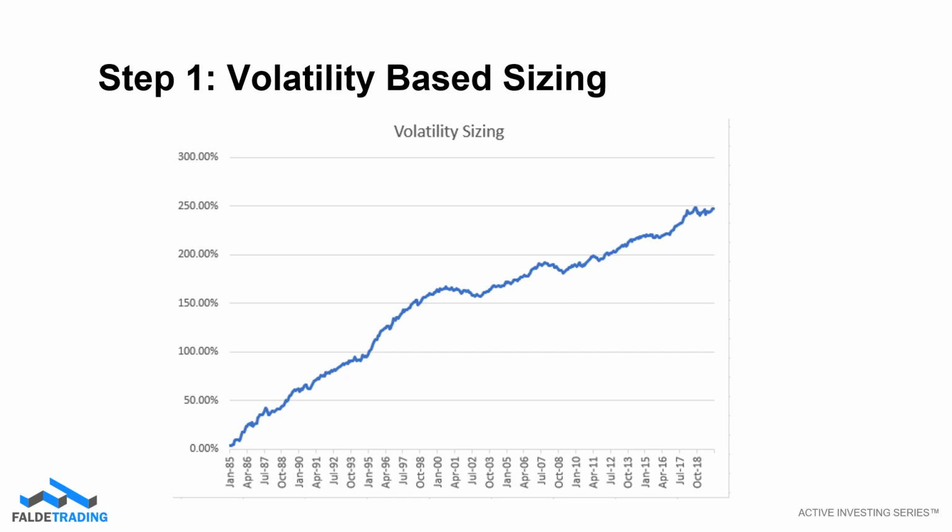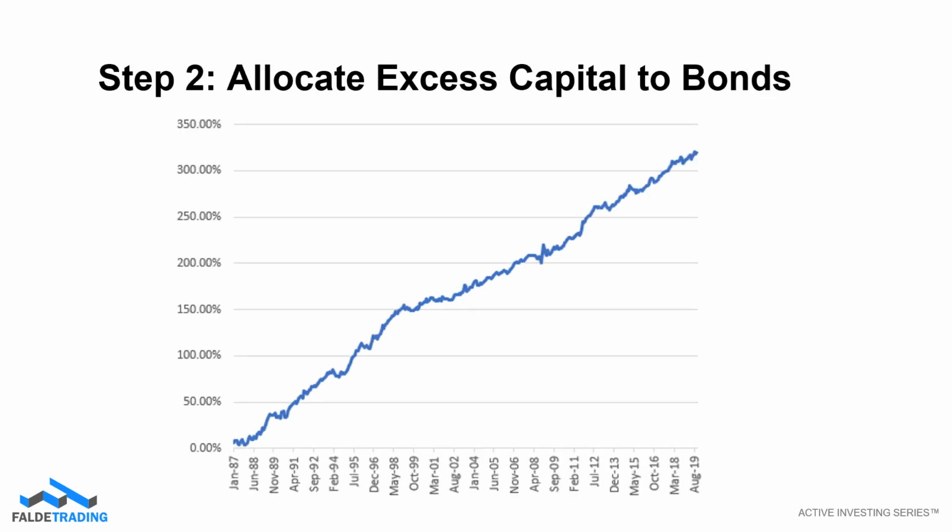Then we're going to take it to another step. We're going to go to step number 2. And step number 2 is, what do we do with the extra money? We have a smaller position when the market is volatile. We back off a little bit. But what do we do with that extra money?